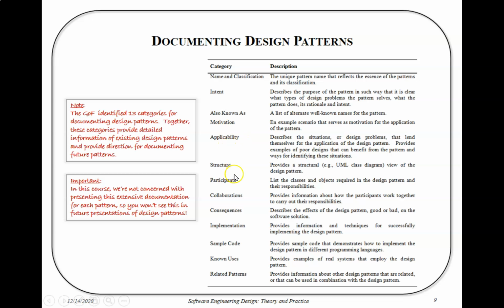And then the structure is very important. It is like a UML class diagram for each pattern. Inside that structure, there are participants, a list of classes. You must be able to know the structure and draw the structure of each pattern that we discuss in this class. The participants are the components inside this structure. And the rest: collaboration, consequences, implementation, sample code, known uses. I think that's all. It's very straightforward.